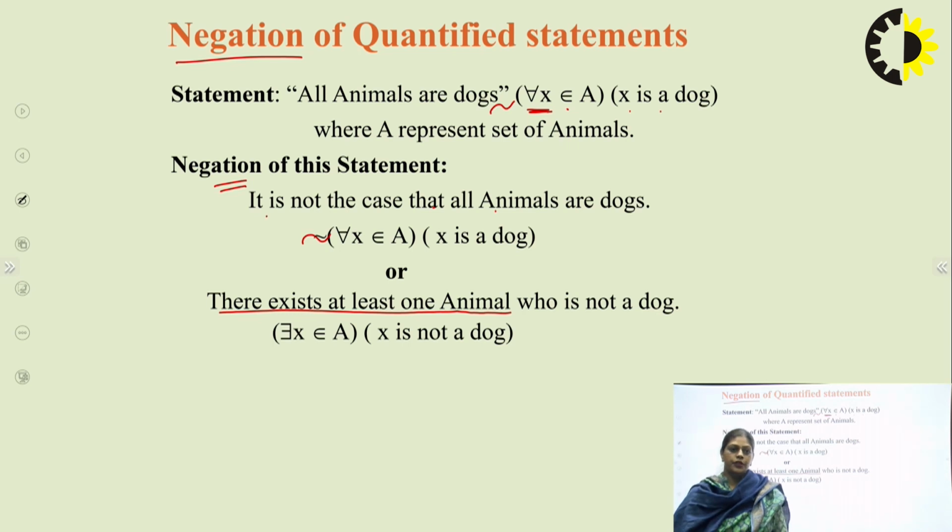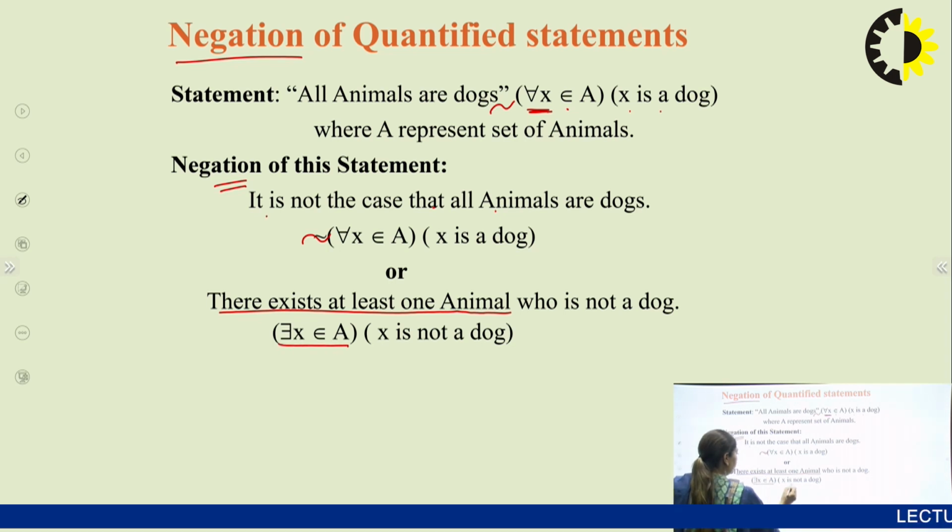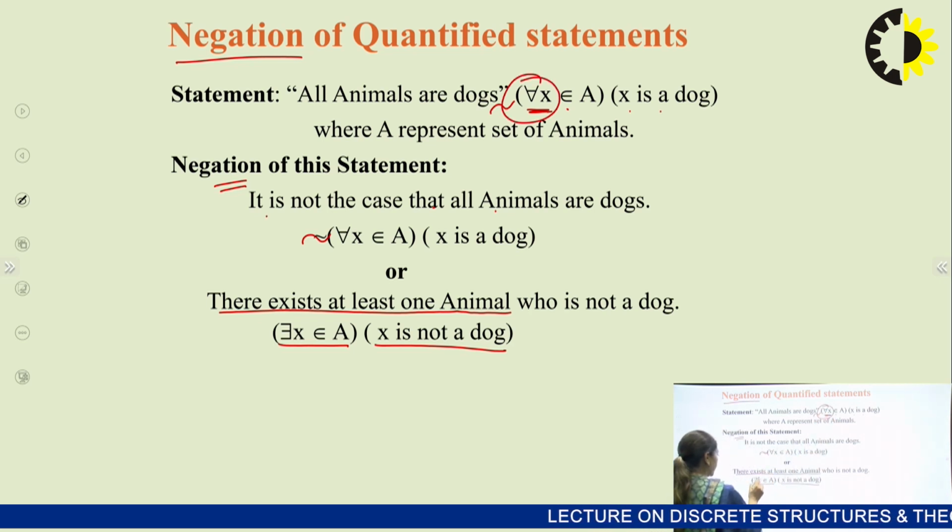Out of the whole population, if one thing is false, then it is false for the whole, so it becomes for all to there exists, right? Because if it is true for the whole population, then only we can use a for all symbol. But if one thing is false, then we have to use a there exists symbol, because now it is not true for the whole population. There exists X in A where X is not a dog, right? It means the for all symbol is converted to the there exists symbol when we are negating the statement.